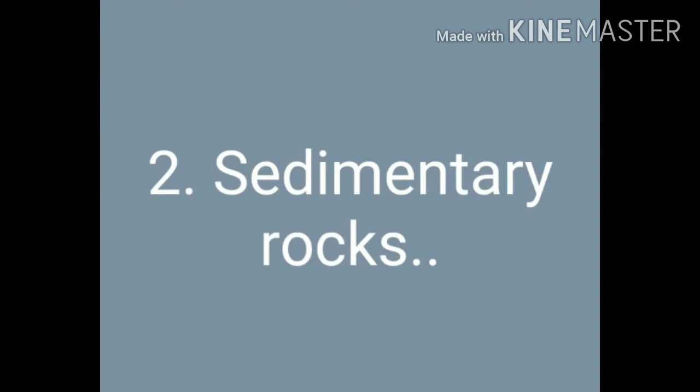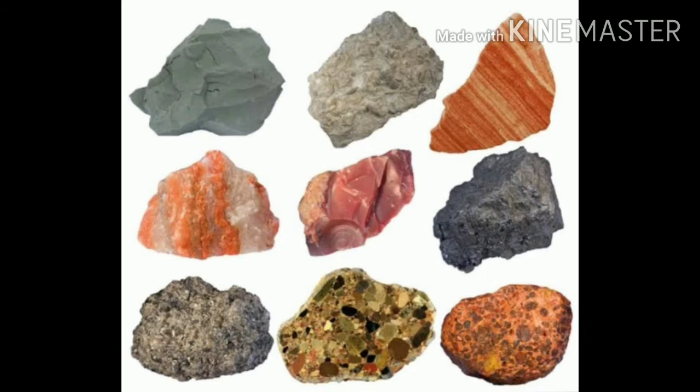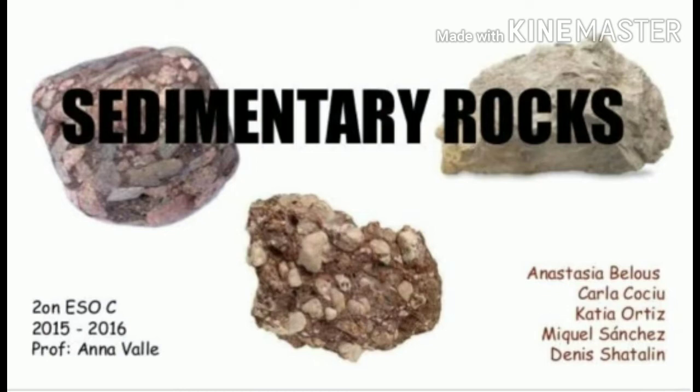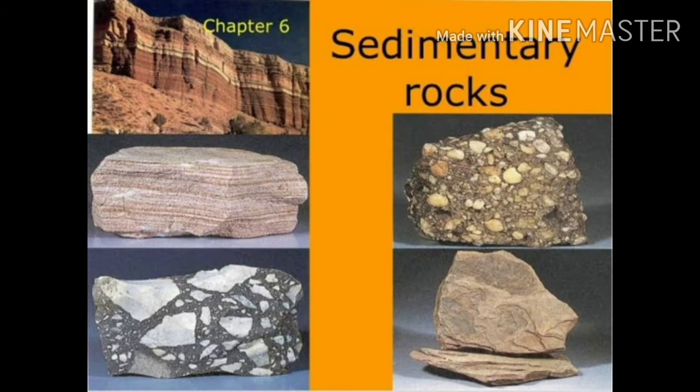Next, number two, sedimentary rocks. Rocks roll down, crack, and hit each other and are broken down into small fragments. These smaller particles are called sediments. These sediments are transported and deposited by wind, water, etc. These loose sediments are compressed and hardened to form layers of rocks. These types of rocks are called sedimentary rocks.